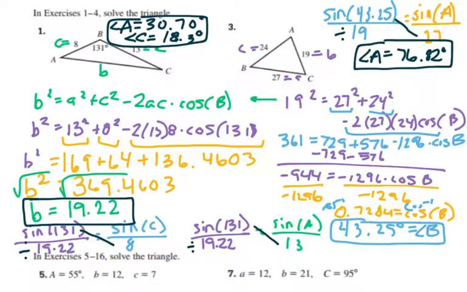And then for angle C, we would just take 180 minus the A angle minus the B angle. And so 180 minus 76.82 minus 43.25 gets us a 59.93. Apparently I should give myself just a tiny bit more room to write on these.